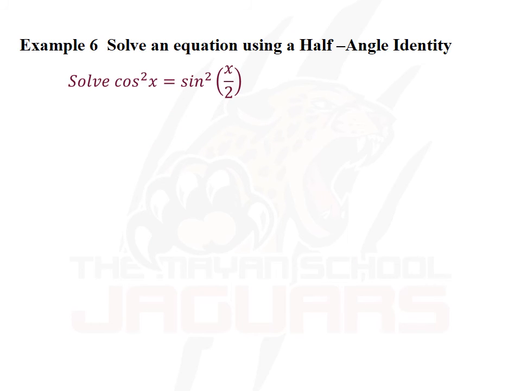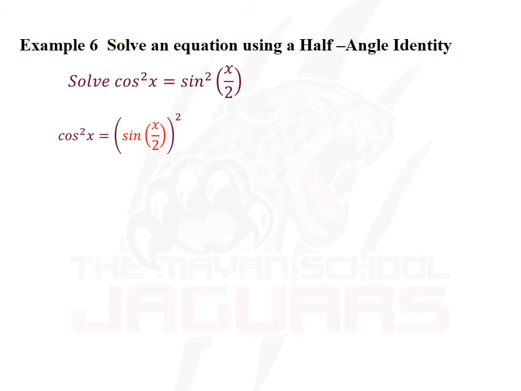Now let's make an example where we can solve an equation by using a half angle identity. So let's solve the equation cosine square of x equals sine square of x divided by 2. We're going to make a substitution for the expression sine square of x over 2, and my equation becomes cosine square of x equals sine of x over 2, and this expression raised to the second power.